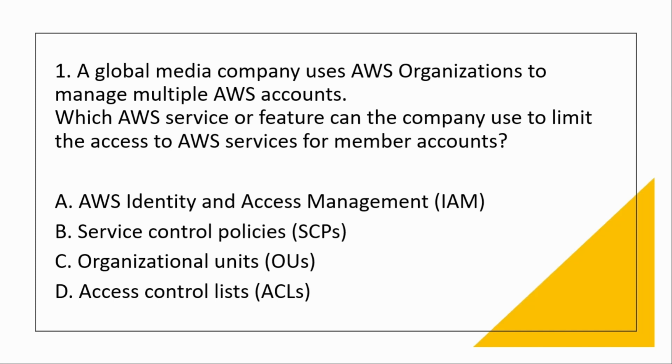A global media company uses AWS Organizations to manage multiple AWS accounts. Which AWS service or feature can the company use to limit the access to AWS services for member accounts? So now what is it asking here? You want the organization to manage multiple accounts, right? So now IAM, what it does is decide who or what can access what services. That is the duty of IAM. Service control policy is a policy that specifies the services and actions that the users and roles can use in the accounts, okay, and it can operate across organizational units, okay.